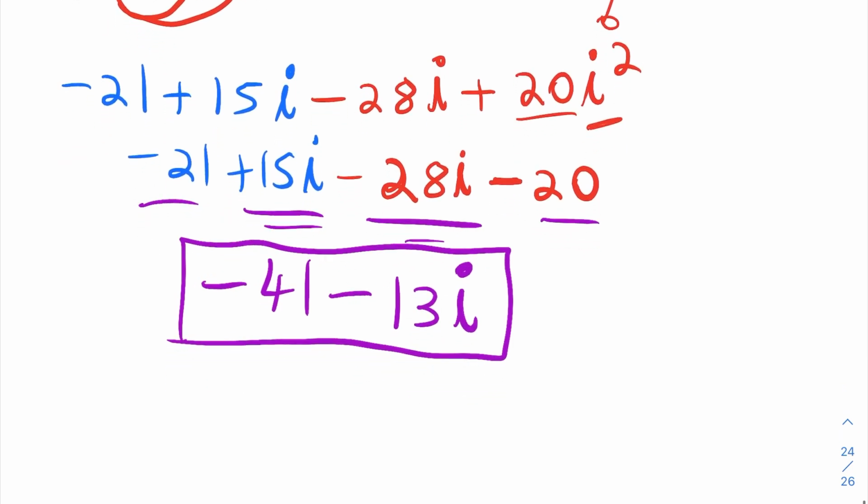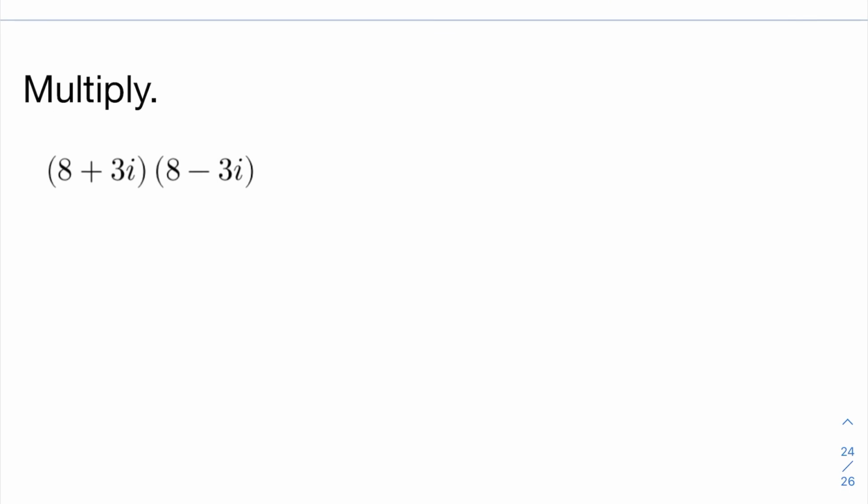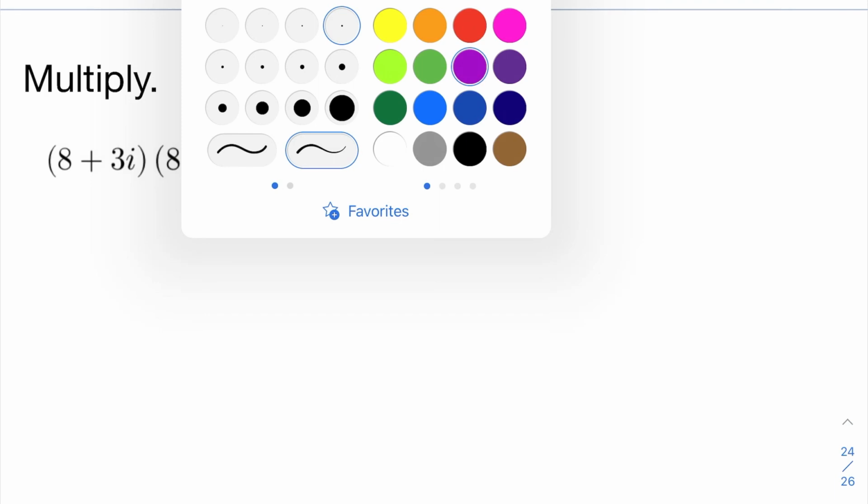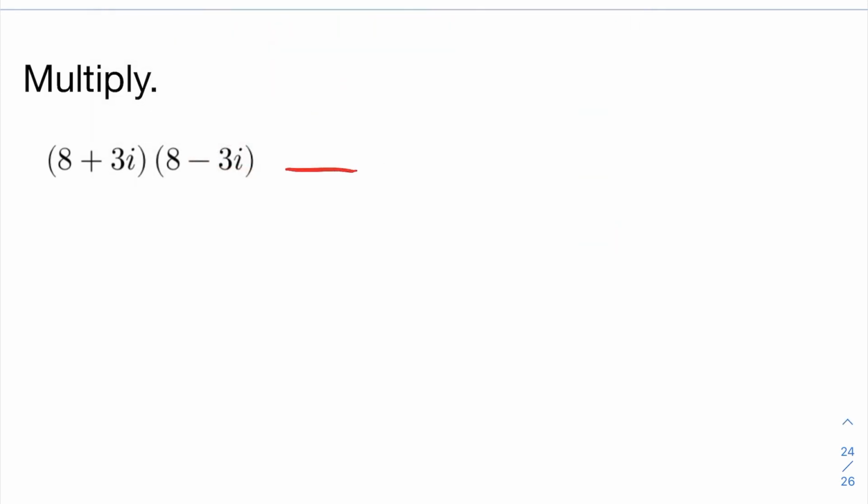All right, let's try one more. These are special. These are special because they have a special relationship. One is a sum of 8 and 3i. That's the real part and the imaginary part. The other one is a difference of 8 and 3i. So these are conjugates of each other. That's special. These are conjugates. And because they're conjugates, when you multiply them, the middle terms are going to cancel.